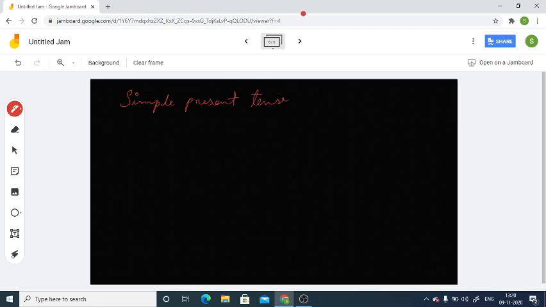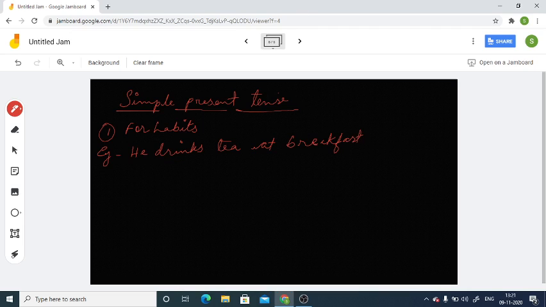In simple present tense, it lets us know the action that happens in the present time. Simple present tense is used for habits, things that happen regularly. For example, he drinks tea at breakfast. This is a regular habit of a person. Here the subject drinks tea at the time of breakfast. So drinks, he drinks, is simple present.